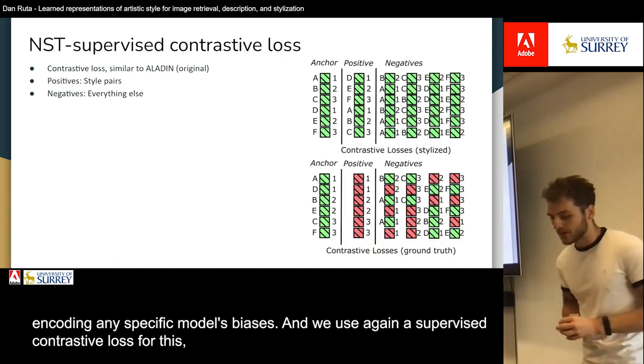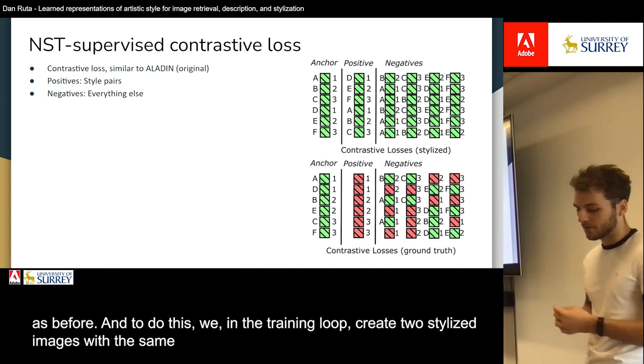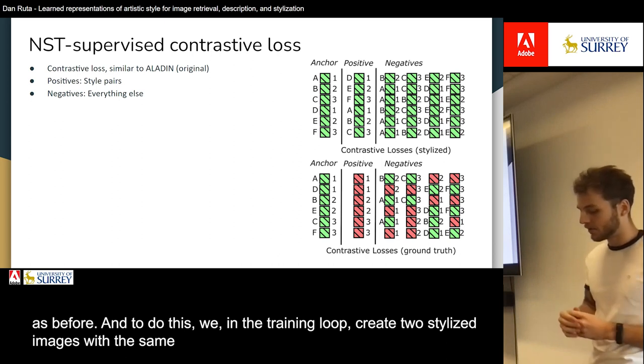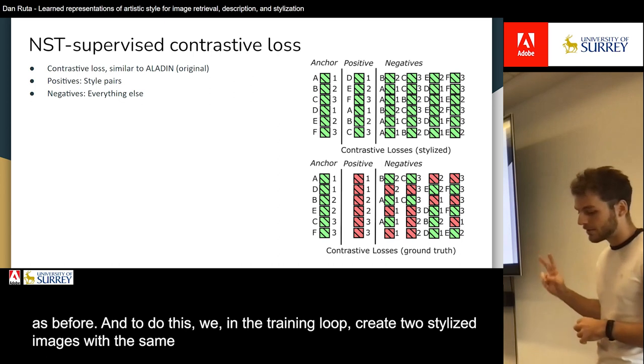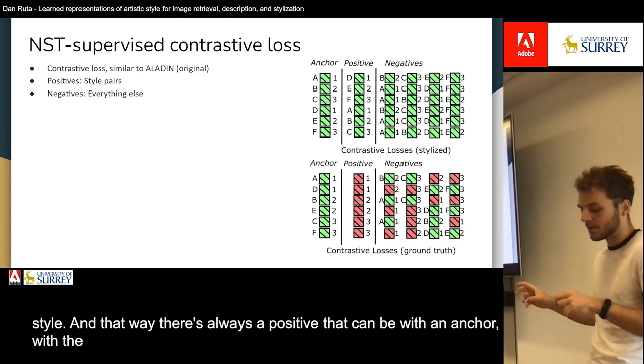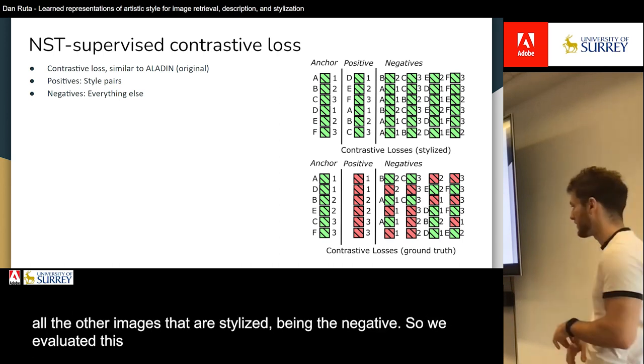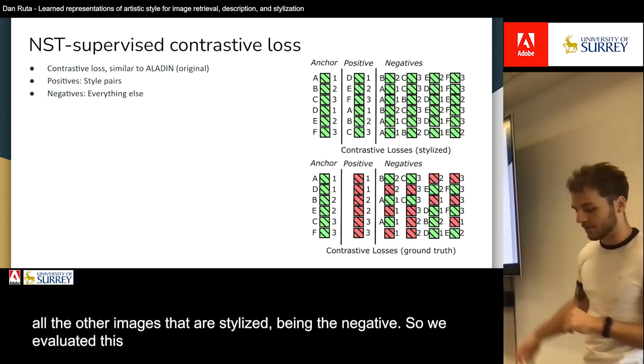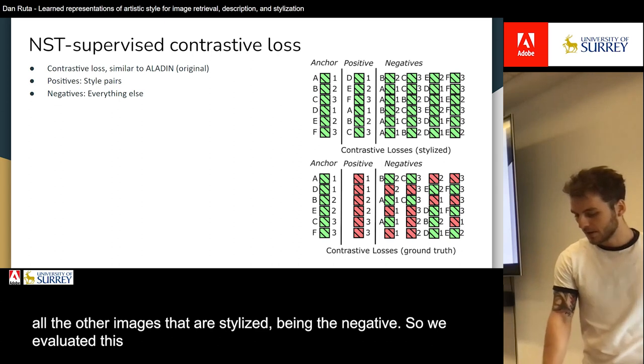And we use again a supervised contrastive loss for this, as before. And to do this, in the training loop, we create two stylized images with the same style. And that way there's always a positive that can be used with a given image, with all the other images that are stylized being the negatives.